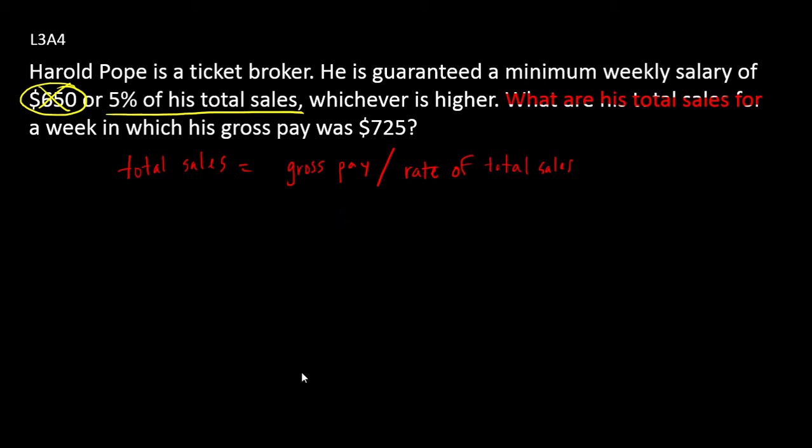So we've gathered the formula we need. And now all we have to do is plug in the information we know and then solve. Okay, so that's our plan. Just plug in what we know and solve. So his total sales then will be equal to his gross pay, which was $725, divided by that rate, 0.05. And this equals $14,500. So those were his total sales for the week.